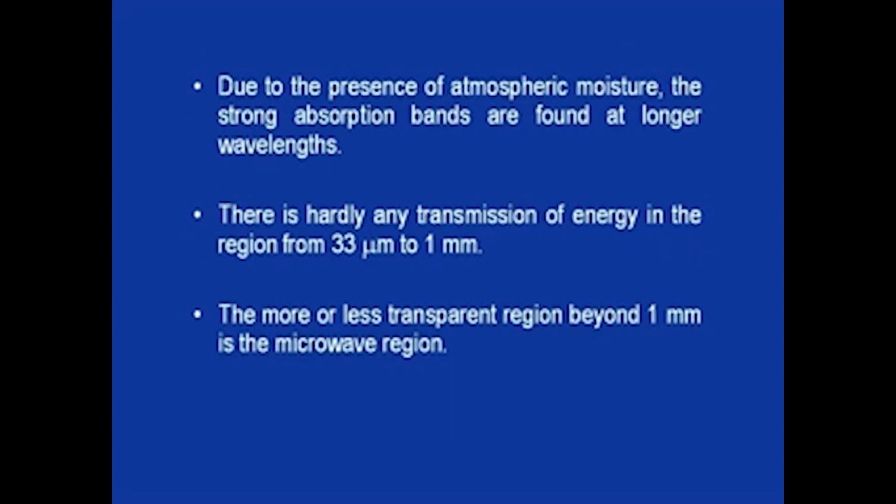Due to the presence of atmospheric moisture, the strong absorption bands are found at longer wavelengths. There is hardly any transmission of energy in the region from 33 µm to about 1 millimeter. It is found that the more or less transparent region beyond 1 mm is the microwave region.